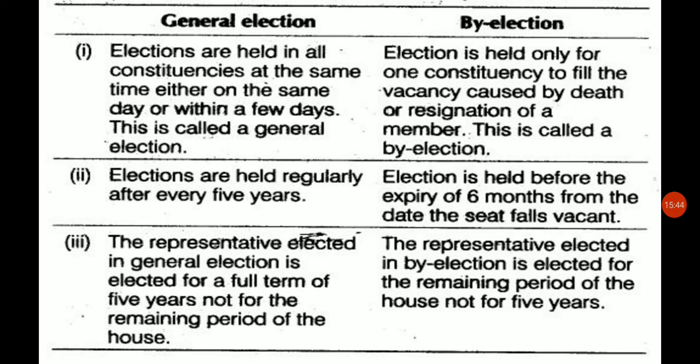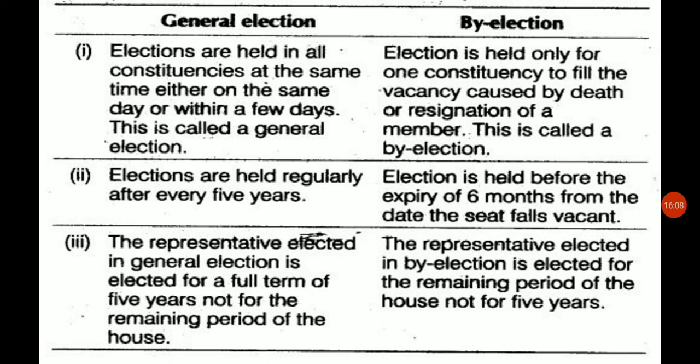In the general election, the representative elected is generally elected for a full term of 5 years and not for the remaining period of the house. That means in the general election, if any candidate has been elected, it is for 5 years. It is not for half the term, but for the full term of 5 years.